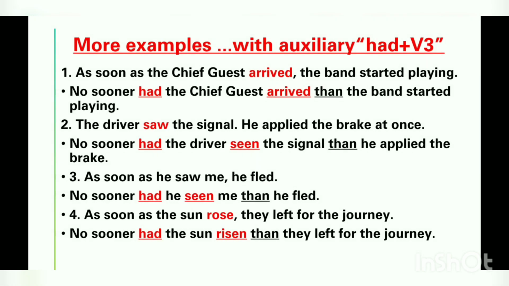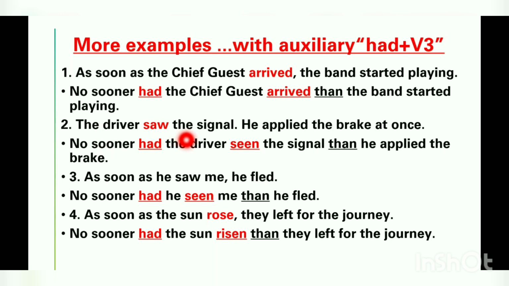So let's see more examples with had this time plus V3. That is the past participle form. Had plus V3 is the formula. So let's see. As soon as the chief guest arrived, so it's already in the past tense, the band started playing. No sooner had the chief guest arrived than the band started playing.